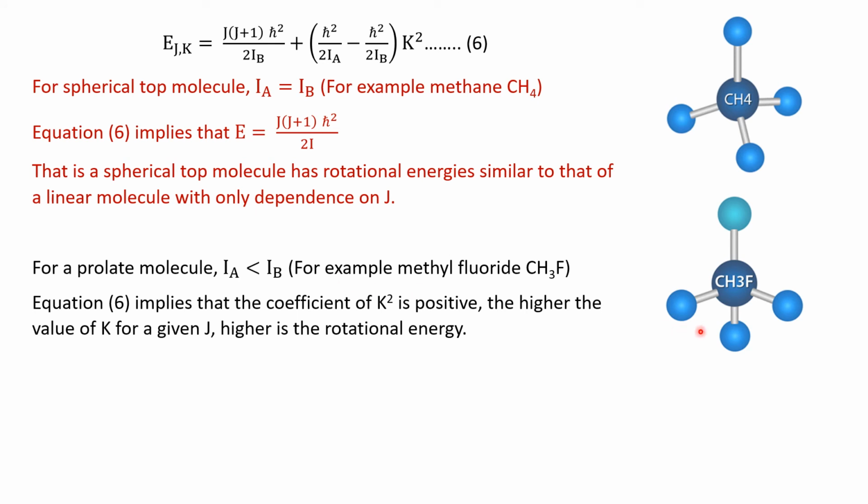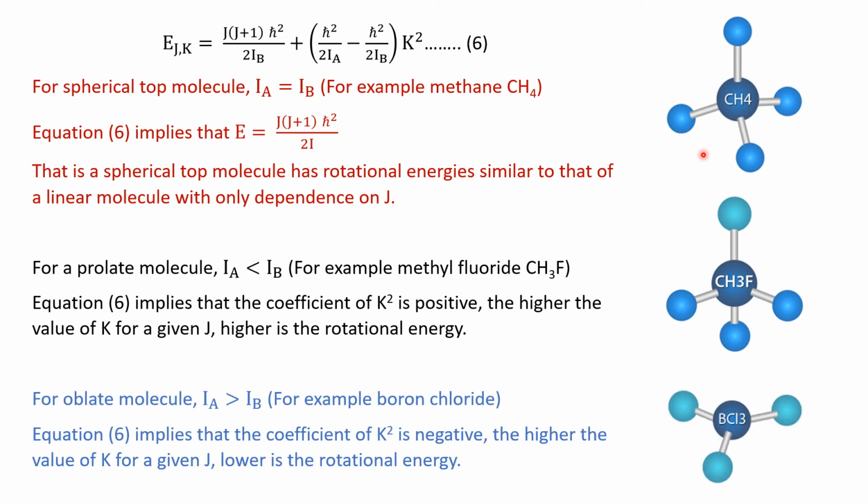Next, we have the prolate shape, and for this we have IA less than IB, and the example is methyl fluoride. So if IA is less than IB, this portion has a positive value, and the energy will go on increasing as we go toward the higher energy states. So the prolate molecule has higher rotational energies as compared to the spherical top molecule.